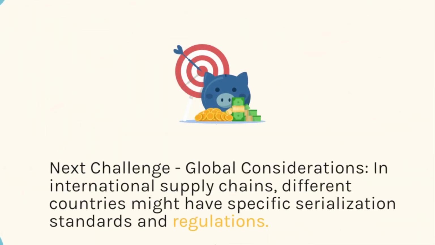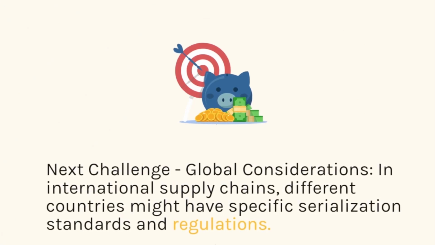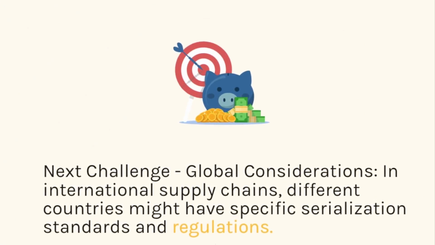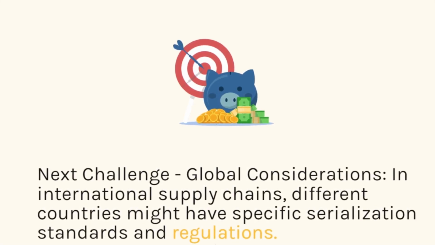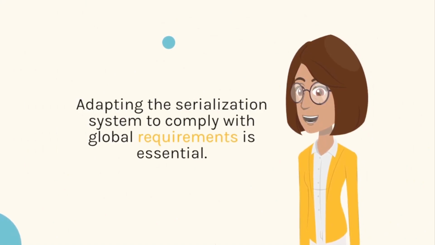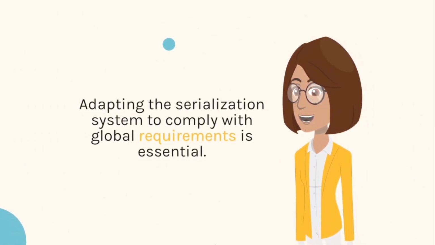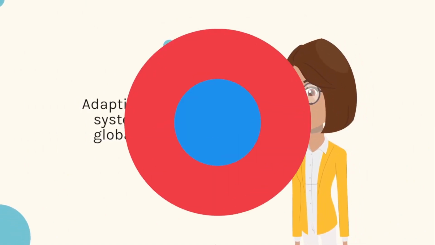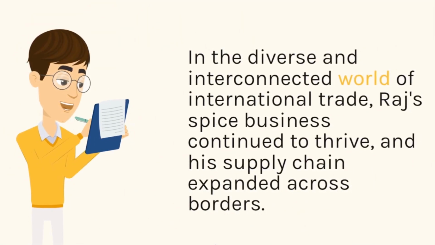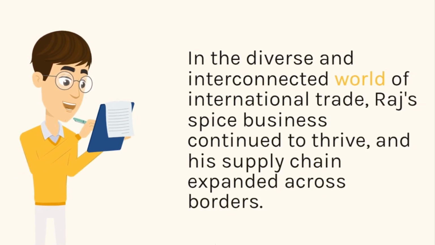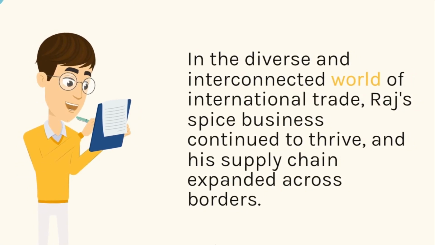Next challenge: global considerations. In international supply chains, different countries might have specific serialization standards and regulations. Adapting the serialization system to comply with global requirements is essential. In the diverse and interconnected world of international trade, Raj's spice business continued to thrive, and his supply chain expanded across borders.